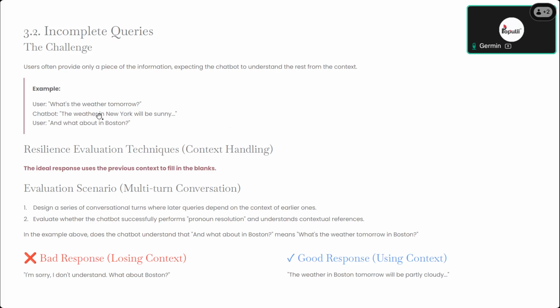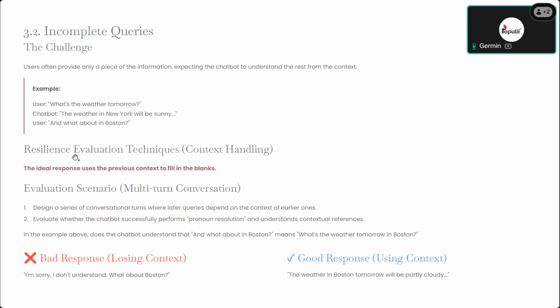If the user says, "What is the weather tomorrow?" Chatbot: "The weather in New York will be sunny." User: "And what about Boston?" Now, notice what happened here. The second question, "and what about Boston," doesn't actually make sense on its own. It is incomplete because it doesn't mention the date or what we are talking about. But as humans, we easily understand what it means. It is referring back to the previous question. So the full meaning is, what is the weather tomorrow in Boston? That's context understanding, and that's what a resilient chatbot needs to do.